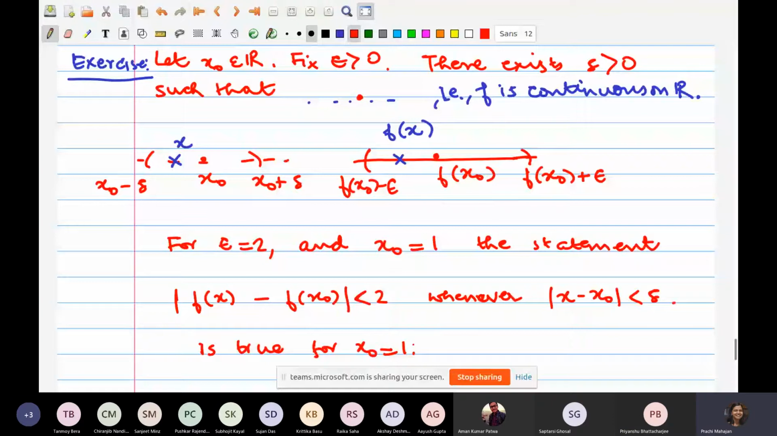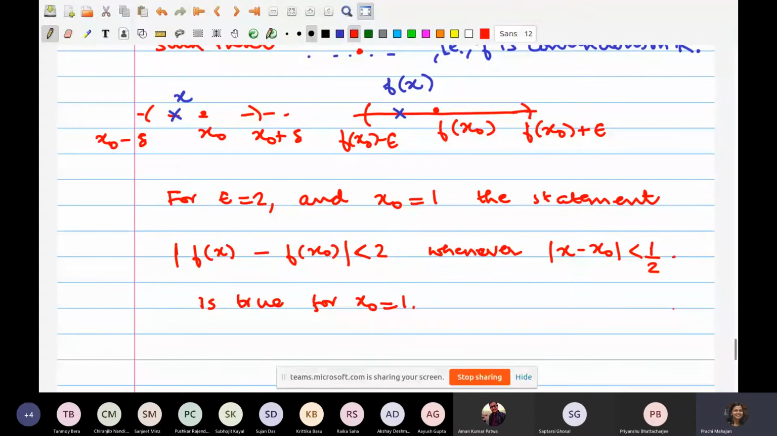For example, let's see. So this is x square minus 1 here, right? x square minus 1 in absolute value is less than half, and x minus 1. So I think delta equal to half would do the job. Let's see. Let me make a correction here. So if I put half here, is this statement true? I think it is. Yes, it is.